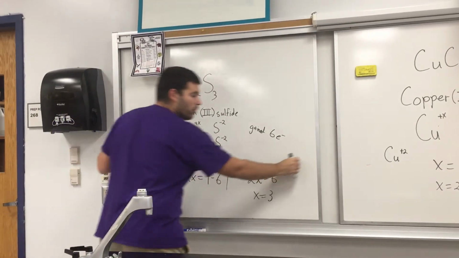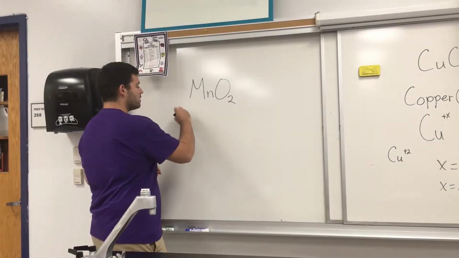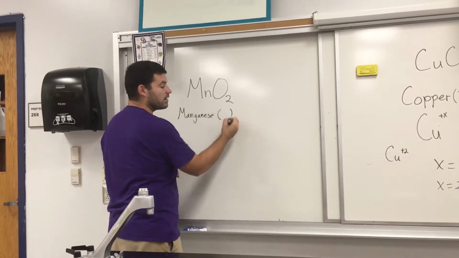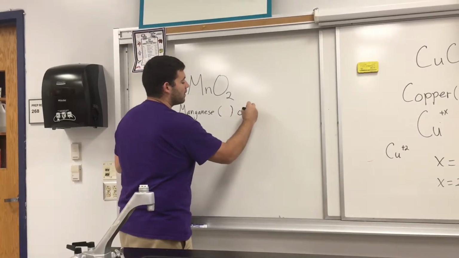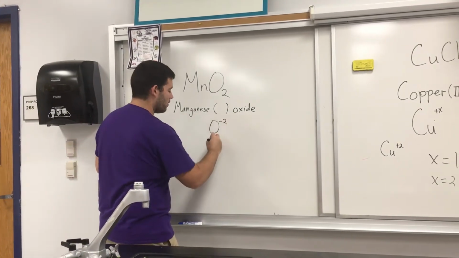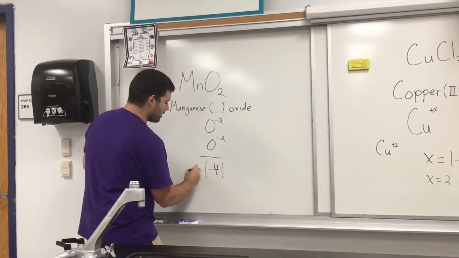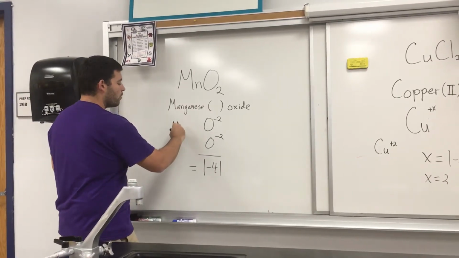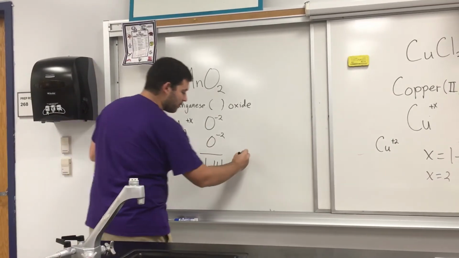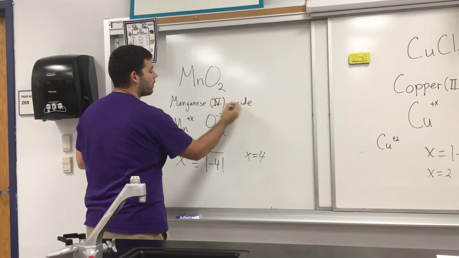All right, and we're going to do one more example so that we get really good at this. MnO2. It's manganese. It's another transition metal, so we're going to leave the parentheses. It's oxide. Oxygen, group 16 element. It's got a charge of -2, so the total is going to be -4. We're going to take the absolute value. The manganese, we don't know the charge yet, so I'm going to make it X. X equals the absolute value of -4. X equals 4, so this is manganese(IV) oxide.